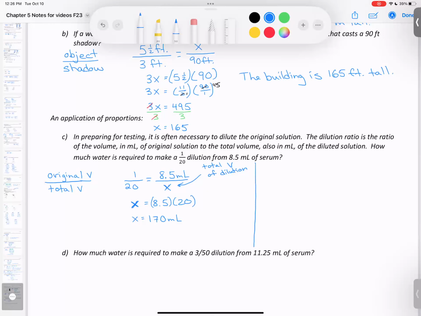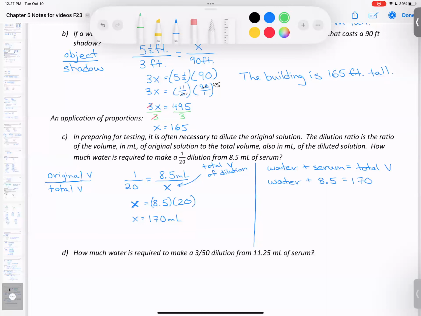Once we're done, we're going to take our 8.5 mils of serum. We're going to add enough water to get a final volume of 170 mils in our diluted solution. How much water did we need to do that? We know that the amount of water plus the amount of serum is going to equal the total volume. So in this case, the amount of water plus 8.5 mils of serum equals 170 mils total.